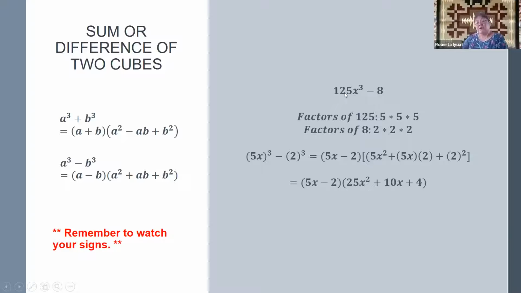You have 125x cubed minus 8. I took the factors of 125, which is 5 times 5 times 5, and the factors of 8, which is 2 times 2 times 2. I took the first 5 and the first 2 and put them in for your a minus b: 5x cubed minus 2 cubed.